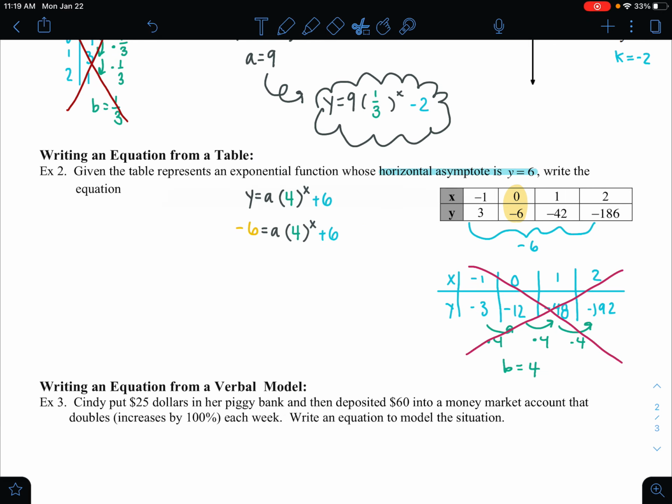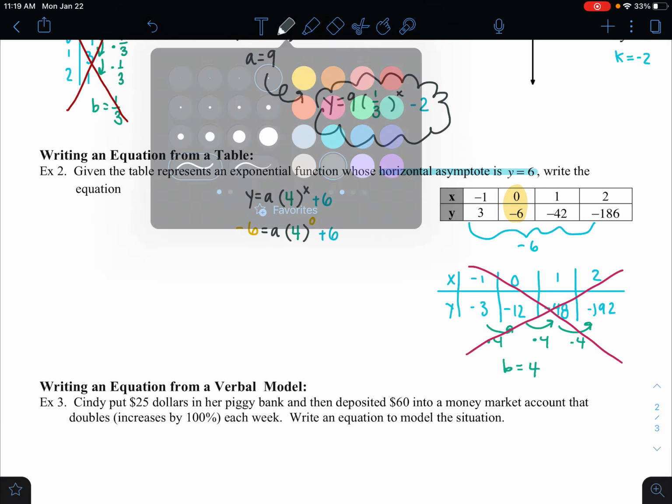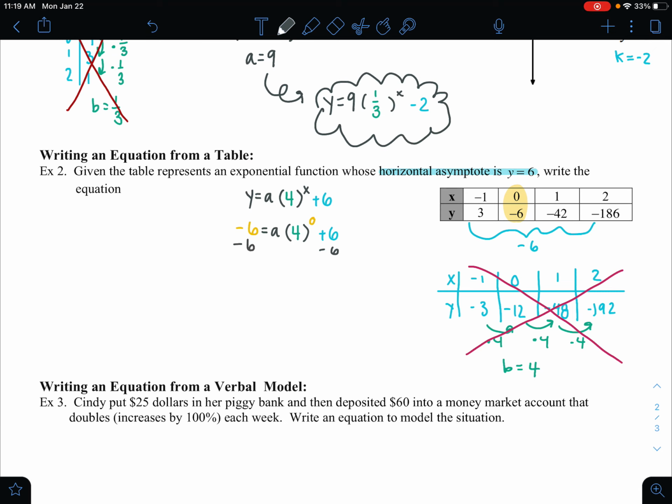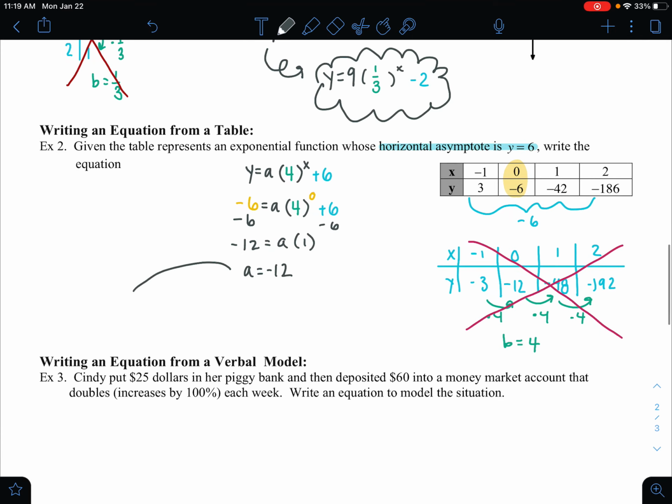So if we substitute that in, this is what we'll get. Remember, always, always move that asymptote over. We get negative 12 equals A. Anything to the 0 power is 1. So A equals negative 12. Final step. Put it back into your equation that we have to write. And it's y equals negative 12 times 4 to the x plus 6.